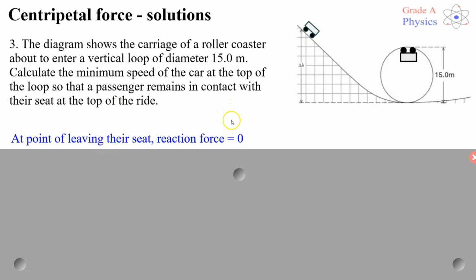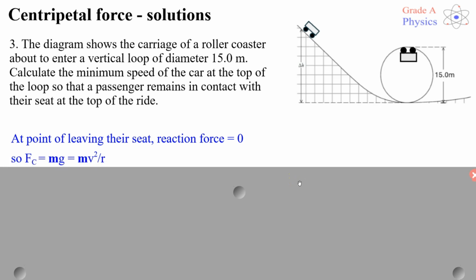Okay, so at the point of leaving their seat, and you might have experienced this on a roller coaster ride, where you feel like you're coming away from the seat. Obviously, if this was stationary, then without the harness, you'd just fall vertically downwards. So the harness keeps you in the seat, but you're effectively trying to fall because your weight is pulling you down. So at this point, where you're about to lose contact with your seat, the reaction force is 0.